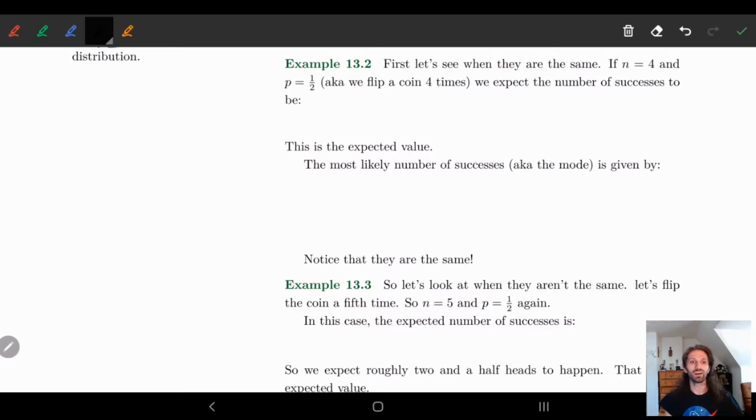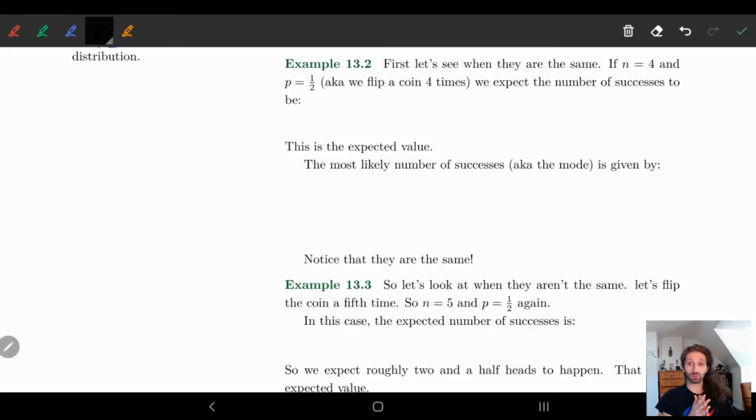Hi all. So now we're going to look at examples in order to see when the mode and the expected value are either the same or not the same, to be able to differentiate and see what the difference between these two things is. So let's start off with the first example.